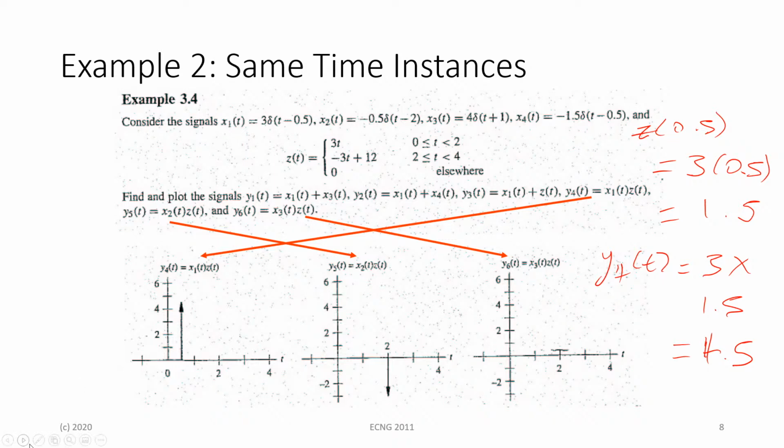As a result, we just draw a resultant impulse here with the resultant magnitude from our calculation. In this case, the resultant magnitude was 4.5, and it will be at t equals 0.5 seconds. So yes, it's basically just like sifting. A multiplication of an impulse with any arbitrary signal will allow you to sift the value out. But if there are magnitudes involved, you just need to make sure that you multiply the magnitudes accordingly for that particular time instance.